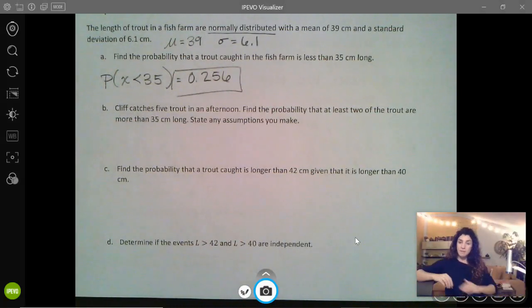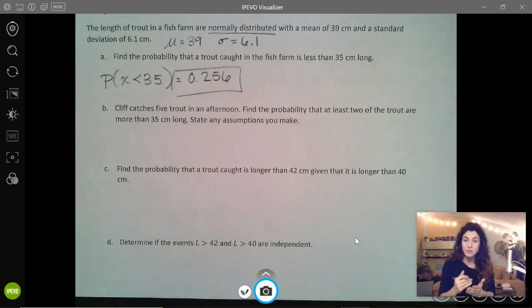The wording of this problem is difficult, as probability always is. Realize that it's giving to you this idea of a number of trials. Hey, we're picking out 5 trout. What's the probability that 2 of them are at this or above? It sounds like a binomial distribution, a number of trials, either it's this or it's not. These are all indicators to you that we're actually talking about a binomial distribution.